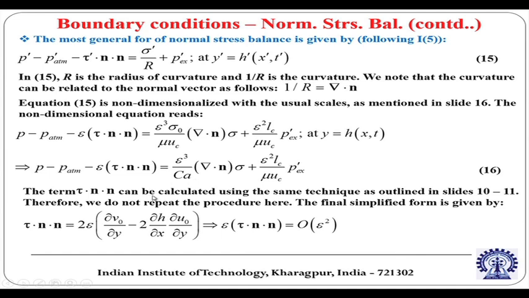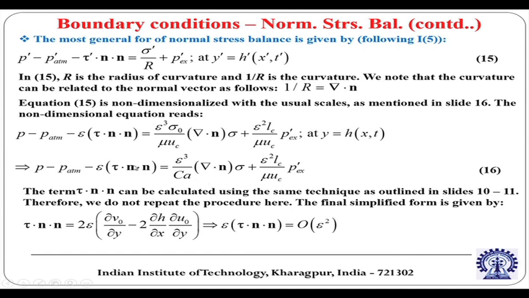Now how do you calculate the term tau dot n, epsilon tau dot n dot n? So tau you can express in terms of the non-dimensional velocity gradients. We have shown how the n comes. So tau dot n dot n, you can see that it comes of the order of epsilon square.